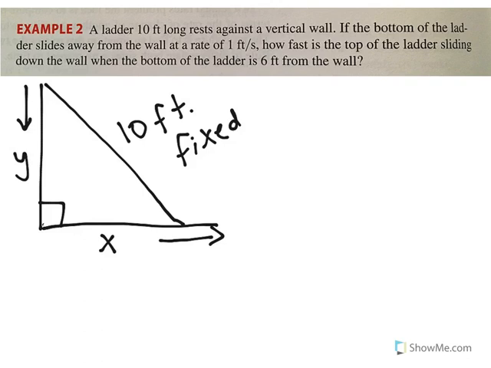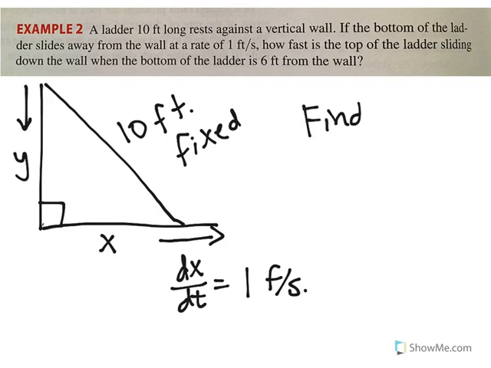And so when it says that the bottom of the ladder slides away from the wall at a rate of 1 foot per second, what that's talking about is that dx/dt, again, that's a speed in there, is 1 foot per second. Okay? And the question is, how fast is the top of the ladder sliding down the wall? So then hopefully from that, what we can pick out is that what we're trying to find, or what we don't know, is dy/dt. That's what we're trying to find at the end.